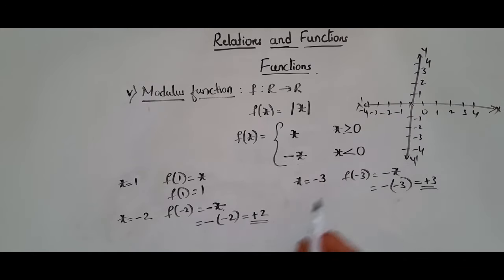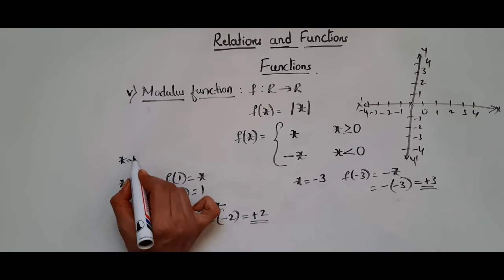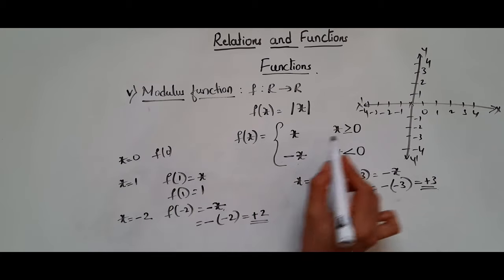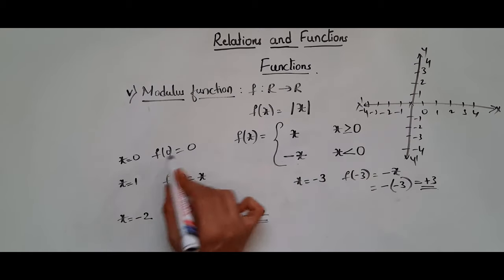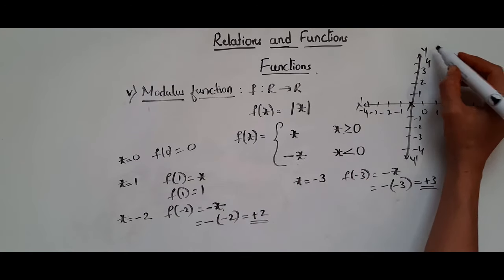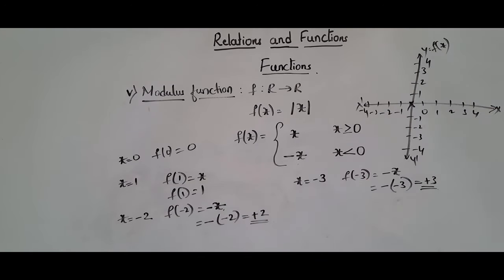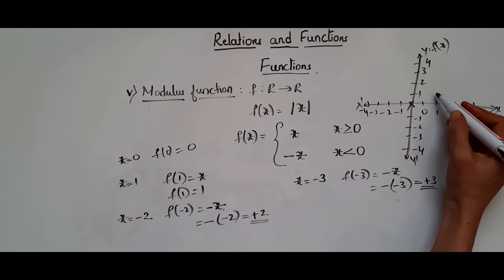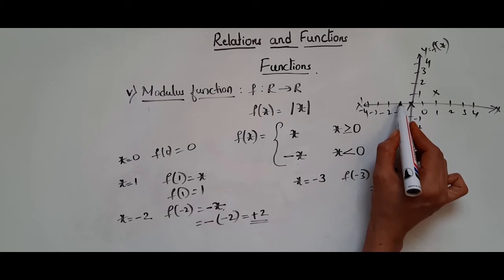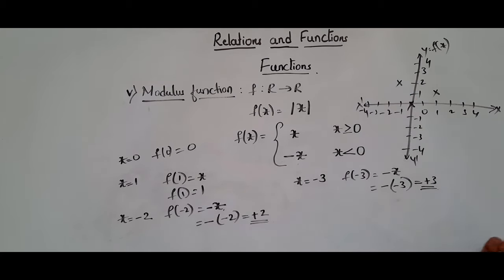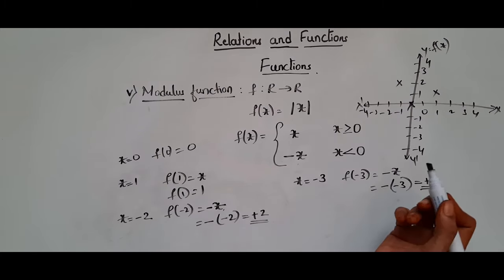Alright. So when x is 0, f of 0 is equal to x itself, so at 0 your y value is 0. So this point is your f of x. When x is 1, y is also 1. So this point. When x is minus 2, y is plus 2. So this point. When x is minus 1, your y will be plus 1.